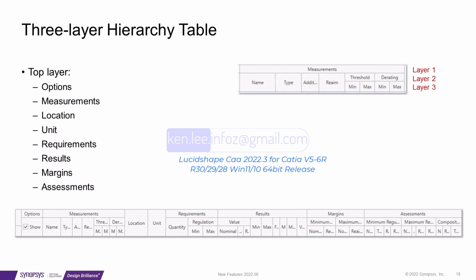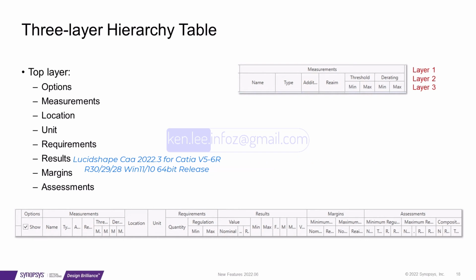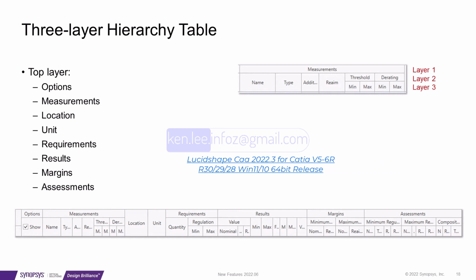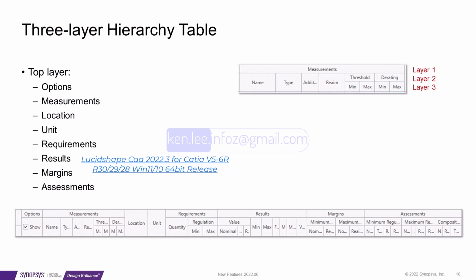Advanced Analysis now offers a customizable 3-layer hierarchy table. The top layer consists of options, measurements, location, unit, requirements, results, margins, and assessments.